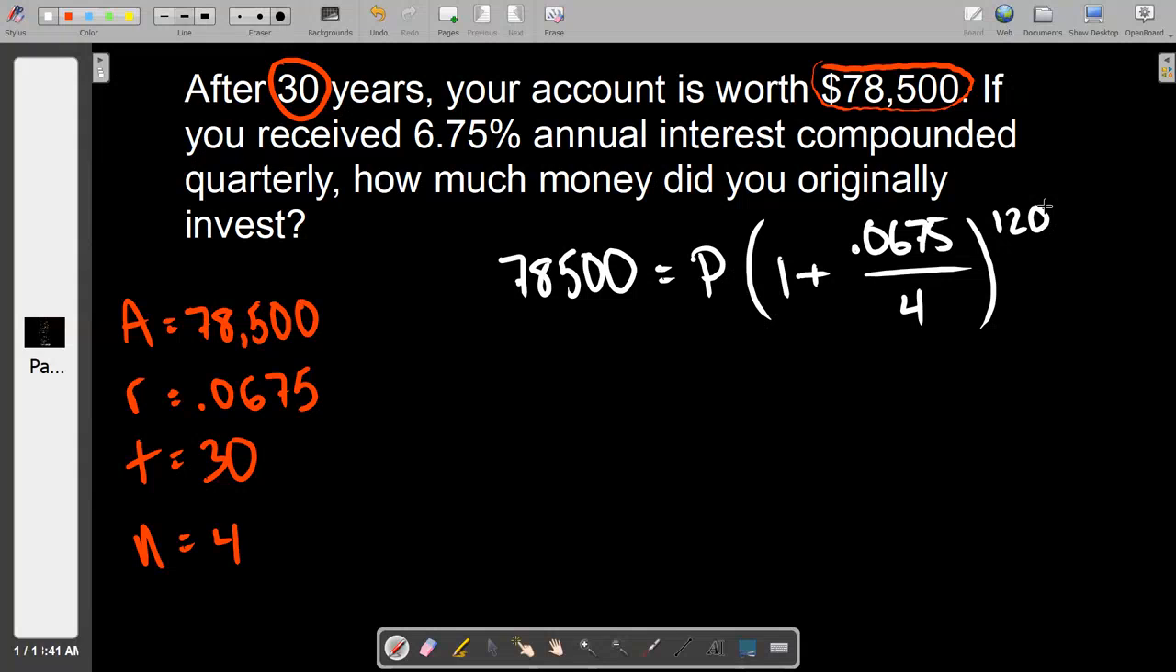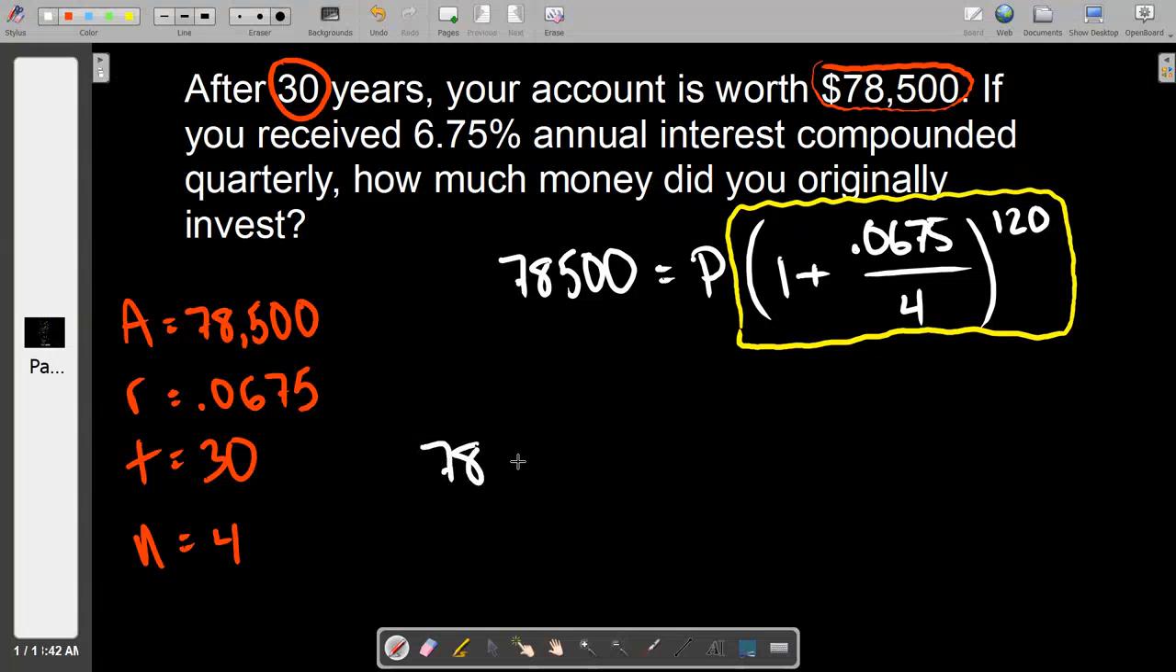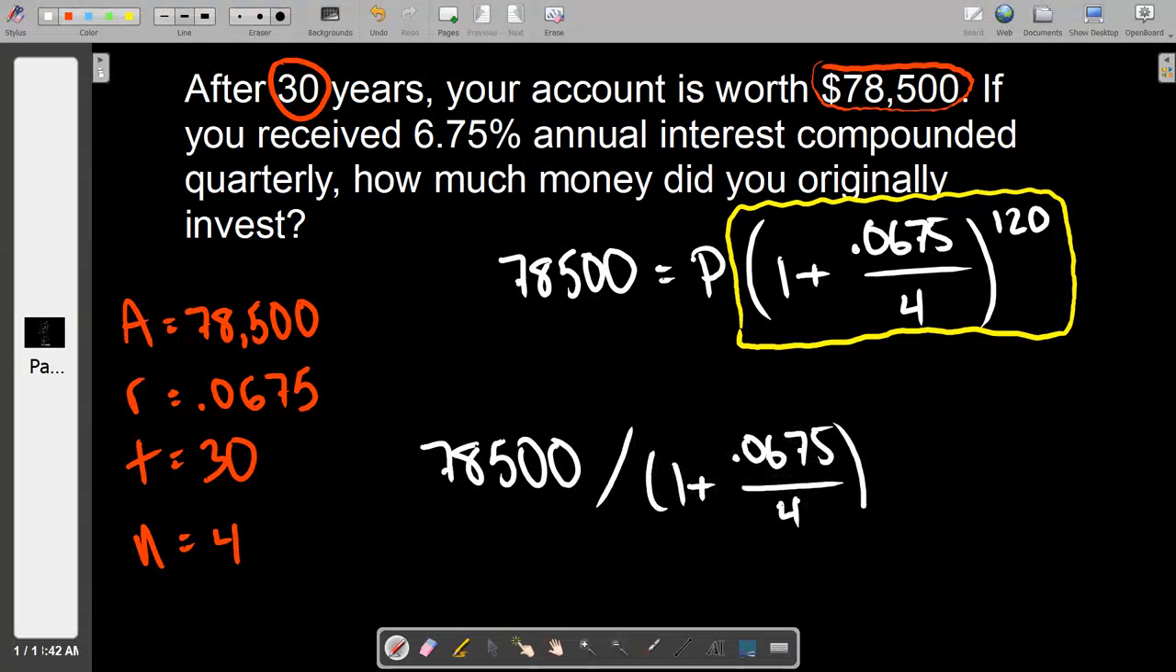Now, this time we have to actually do a little bit of algebra. So the algebra student in you says, I can do this. I can solve for P. I know how to solve an equation. If you think about it, what's really going to happen here is I just need to divide both sides by that yellow box, right? Can't disagree with that if I want to get P by itself. So how we're going to type this into our calculator is 78,500 divided by 1 plus 0.0675 divided by 4 to the power of 120.